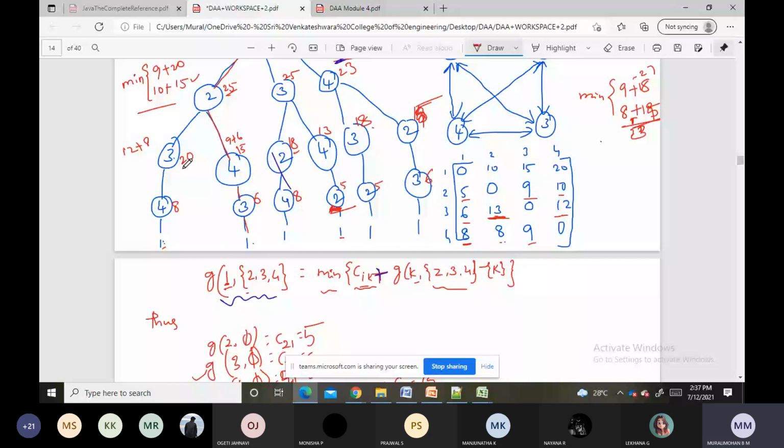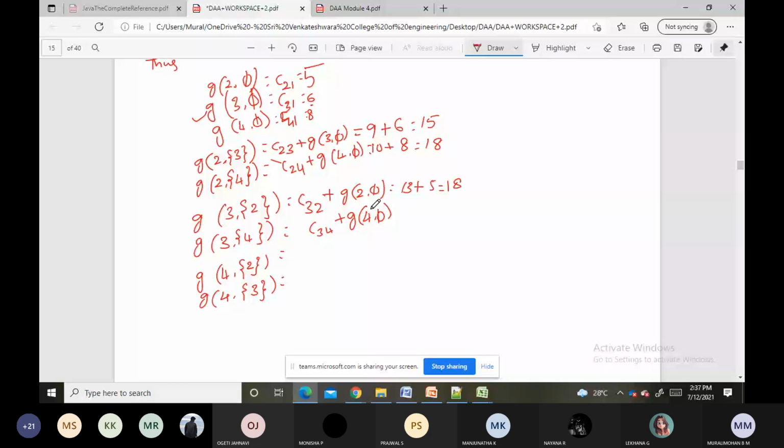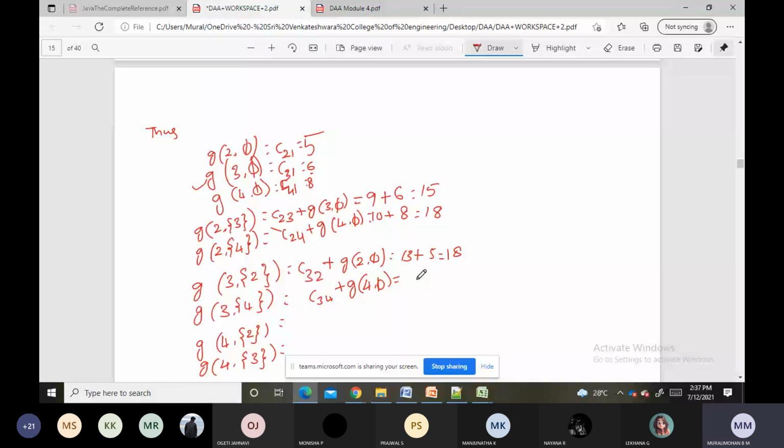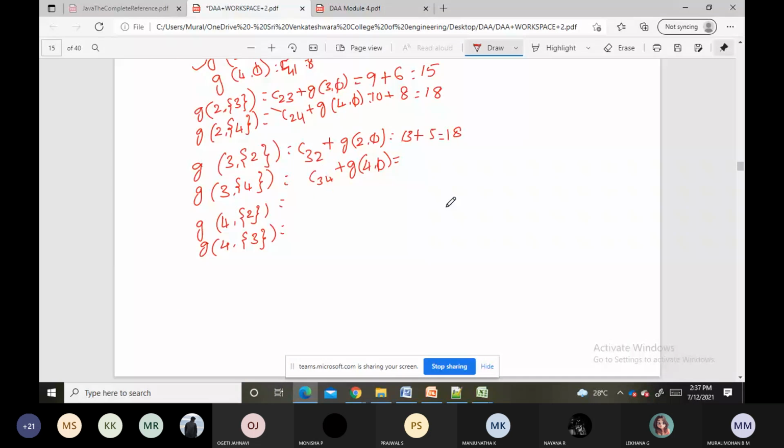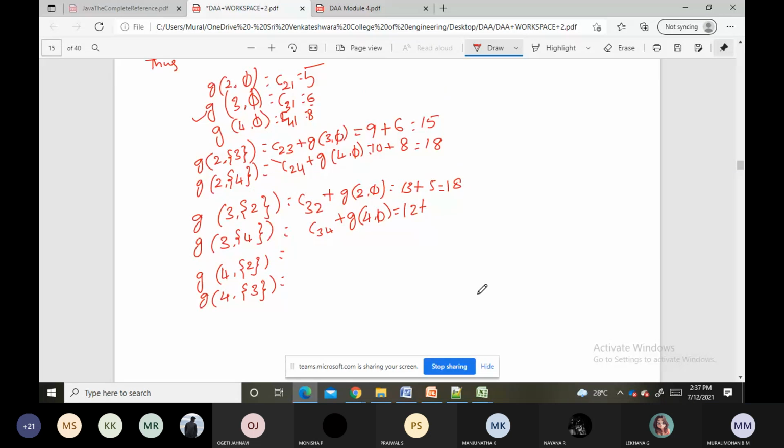Okay. So now here, what is 3 to 4? C of 3 to 4 is 12. So it is 12 plus G of 4 comma 1, which is 8. So what are we getting? It is 20. Clear? Are you getting it, or is there any doubt?